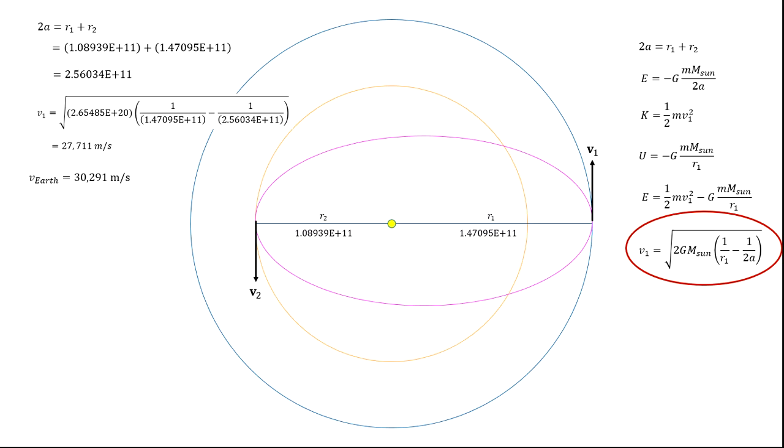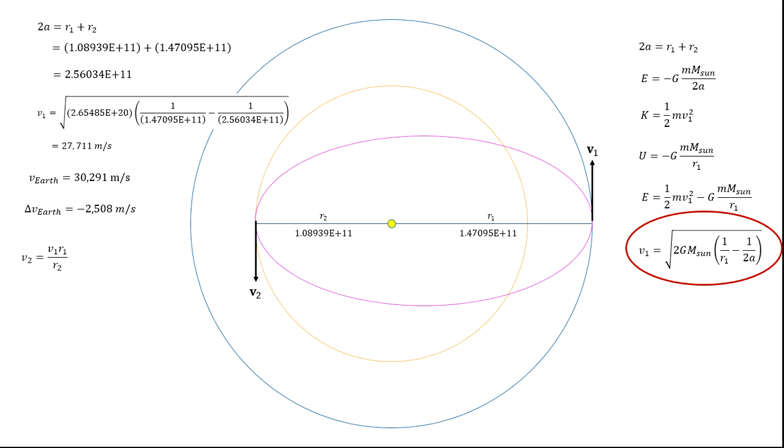Earth travels at 30,291 meters per second at perihelion. The delta velocity to reach Venus is now minus 2,508 meters per second. To get to Mars, the probe had to travel faster than Earth. To get to Venus, it has to travel slower. That makes sense since the semi-major axis of the elliptical transfer orbit is less than the semi-major axis of the Earth orbit. The transfer orbit to Venus has less energy than Earth orbit.